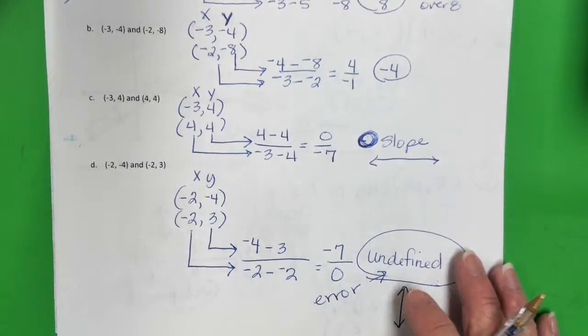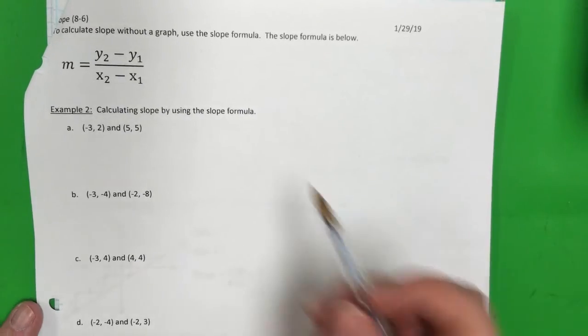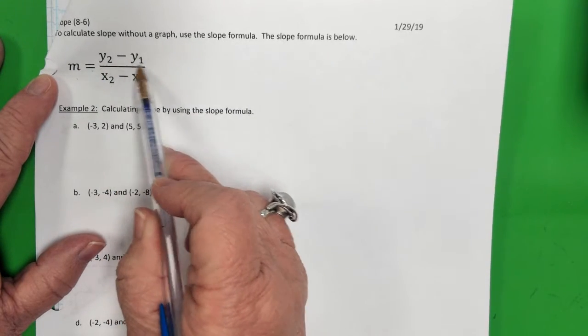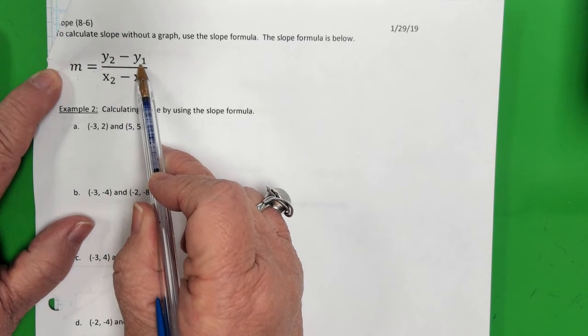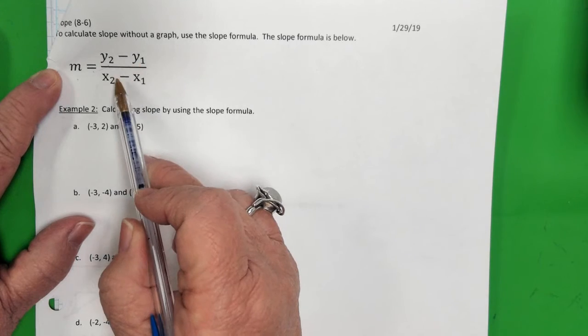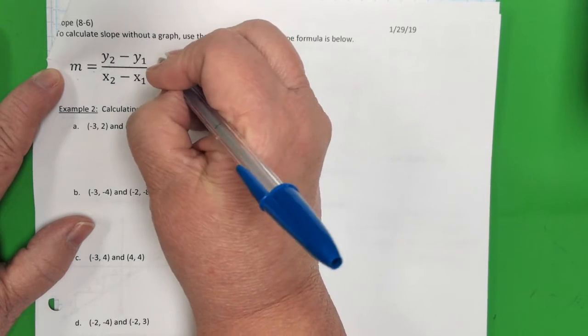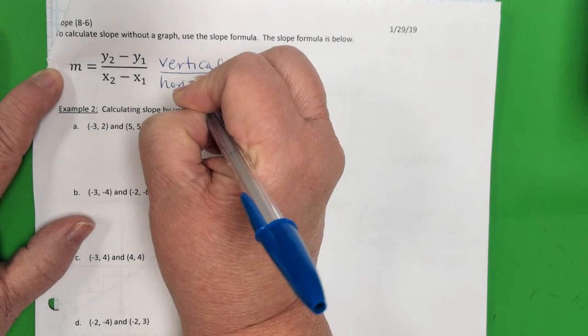Now we're going to jump to the lesson on calculating slope using the formula. Here's our formula. Slope equals, and these are not exponents, you're not raising those values to a higher power, y2 minus y1, that'll make a little bit more sense in just a minute, over x2 minus x1. Remember, this is the vertical change over the horizontal change.